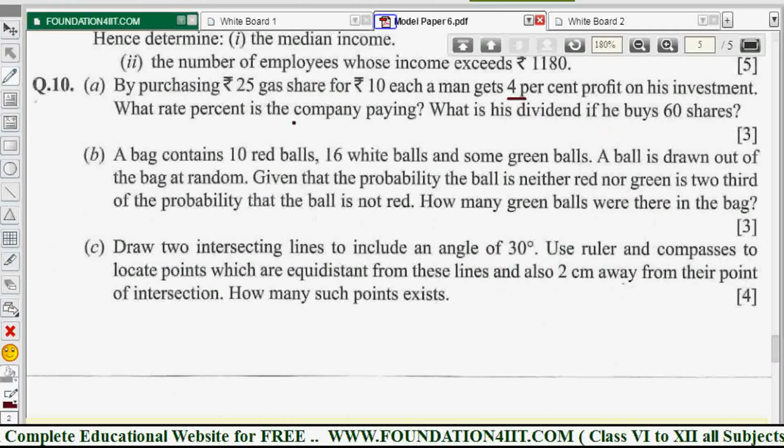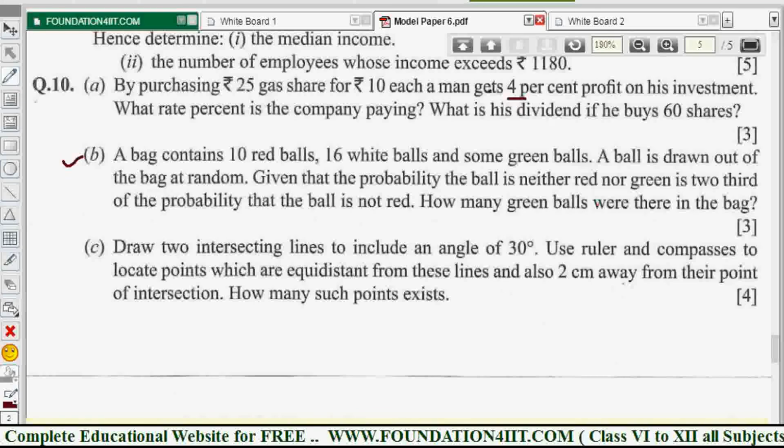And next one is from probability. A bag contains 10 red balls, 16 white and some green balls. A ball is drawn out of the bag at random. The probability that the ball is neither red nor green is 2/3 of the probability that the ball is not red. How many green balls were there in the bag? According to the condition, you need to find out the number of green balls.